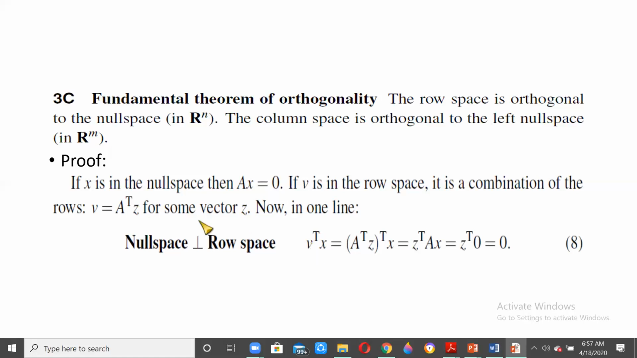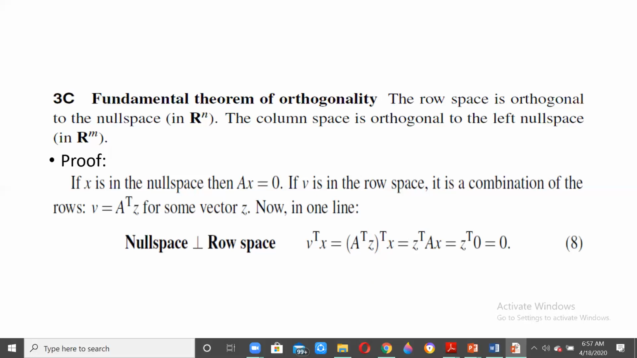The v transpose x, and v is nothing but A transpose z here. You can write A transpose z, the whole transpose, times x. If you have (xy) whole transpose, that will be equal to y transpose x transpose. Therefore, we can write this as z transpose, and A transpose transpose, which becomes A itself, multiplied by x.